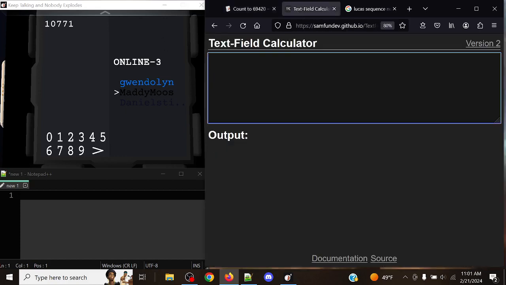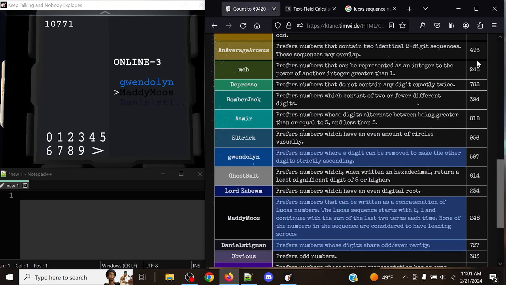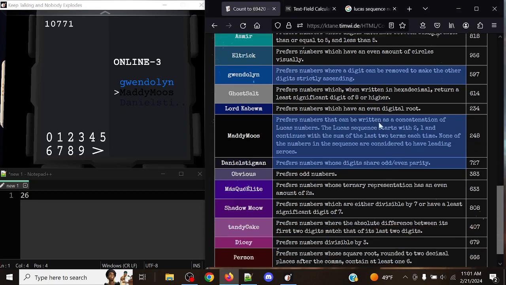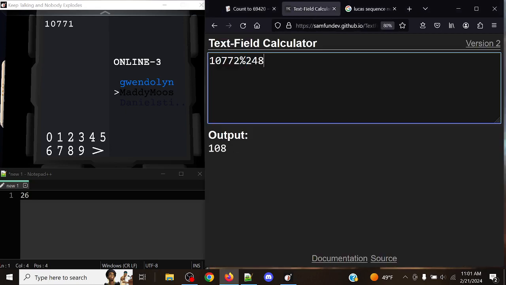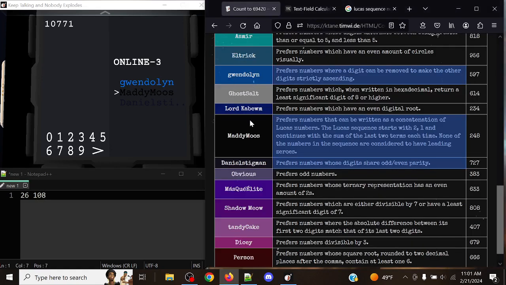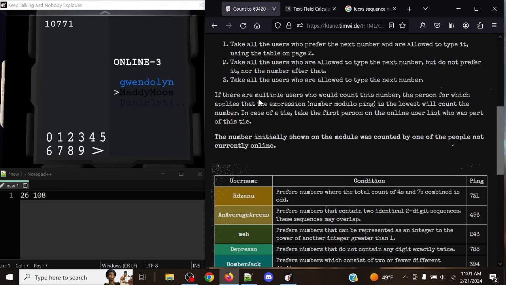And the condition, what I mean by this, what the modulo means is, let's say, for example, two people applied here, Gwendolyn and Maddie. If we take a look at their pings off to the right here, this little bit here, this is what we're going to modulo by. So if we modulo 597, we get 26 from Gwen. And if we do 248, we get 108. And in this case, if these both were to apply here, this would effectively mean that Gwen would be typing this number, because we're looking for number modulo ping to be the lowest. That's the way that would work.